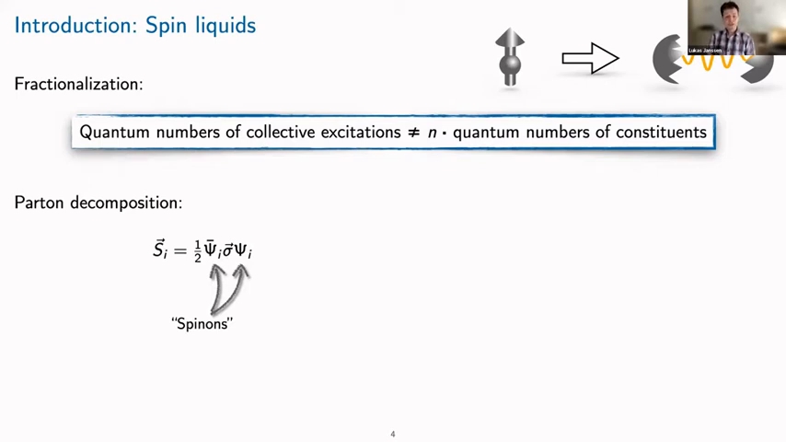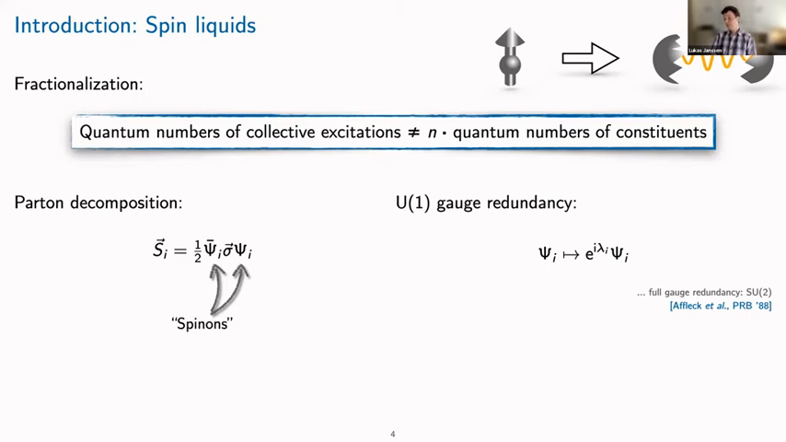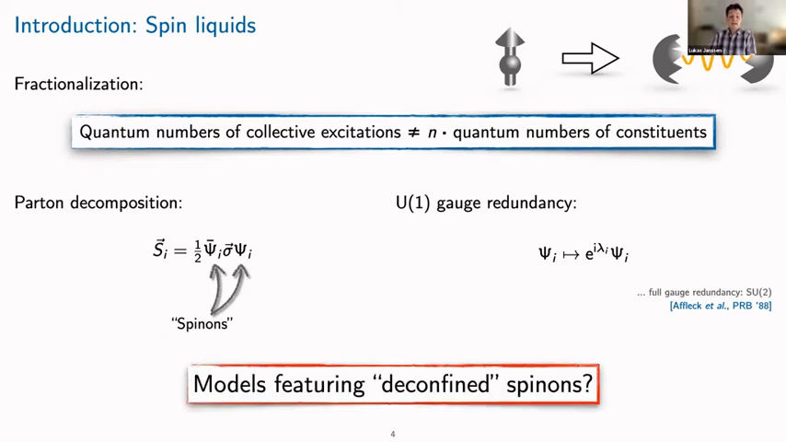This decomposition, however, introduces a gauge redundancy that can be observed already on a simple level. We can always multiply an arbitrary phase at each lattice site to these fermions psi, and that leaves this decomposition invariant, and therefore also leaves any spin Hamiltonian, which only has spin operators, invariant. So in this decomposition, we trade these spins for a system of fermions that interact via an emergent gauge field. This is, of course, a very formal step and can be done for any spin system.